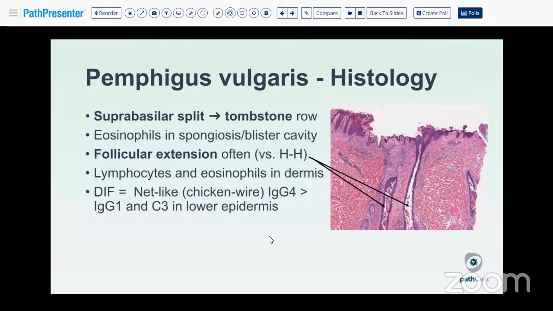Lymphocytes and eosinophils in the dermis, and on direct immunofluorescence, we see a net-like or sometimes chicken wire IgG4 deposition, as well as IgG1 and C3.